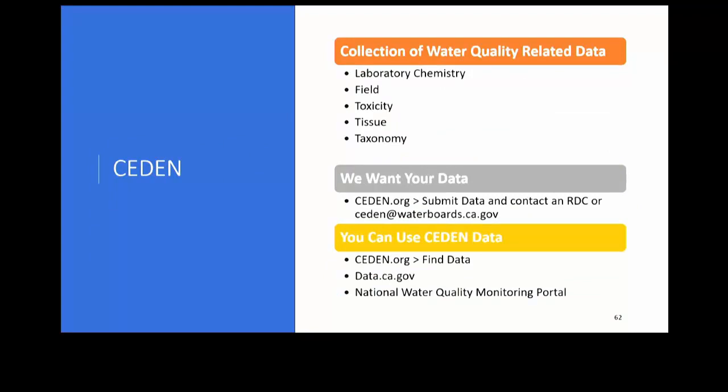And just to review the highlights: CEDEN is a collection of water quality related data. We want your data. You can contact a regional data center to help you, or ceden@waterboards.ca.gov. And also the website has, as I showed, all the information that you need to start formatting your data, and you can use the CEDEN data that other people have provided on our websites, on the Open Data Portal, and on the National Water Quality Monitoring Portal.